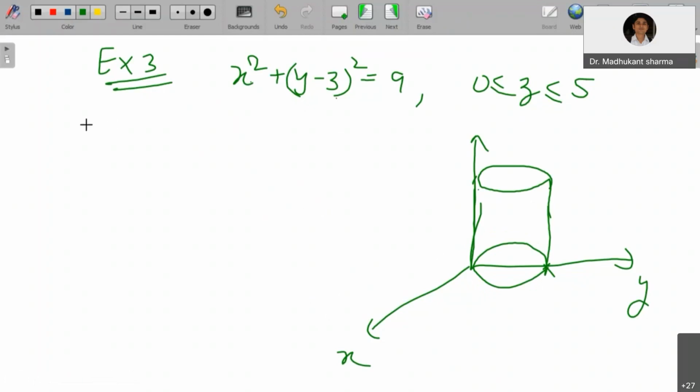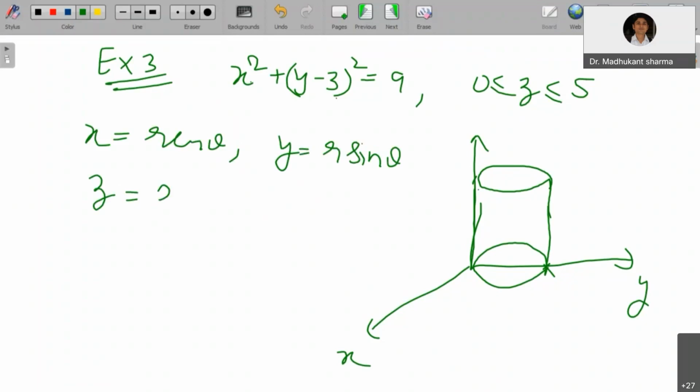Now again, you can use the cylindrical coordinates: x equals r cos theta, y equals r sin theta, and z equals z.